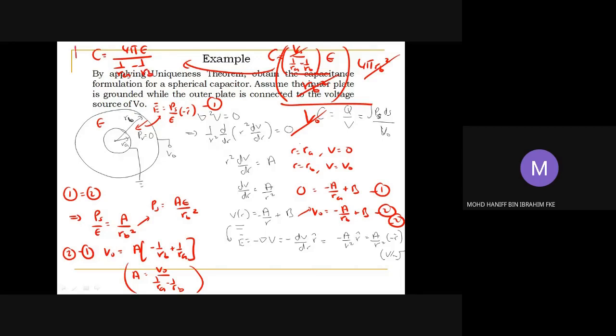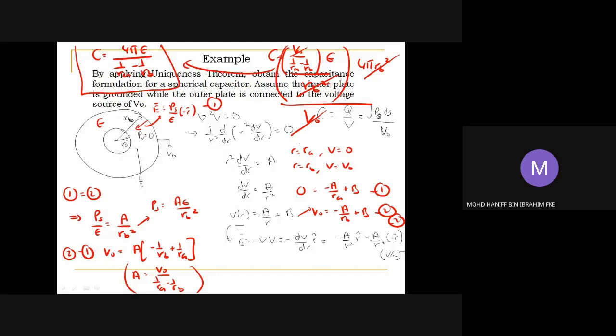If we compare this capacitance, which is calculated based on the uniqueness theorem method, with the method that we have learned in chapter 5, we have these options now, whether you want to use this method or the method from chapter 5. Which one is easier for you? It's up to you to decide. But looking at these, the steps will be a bit longer as compared to what we have done in the previous chapter 5 lectures.